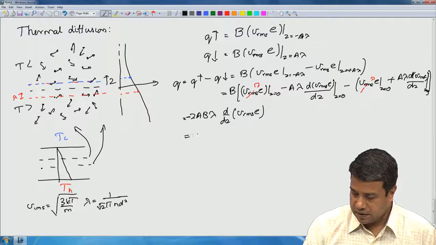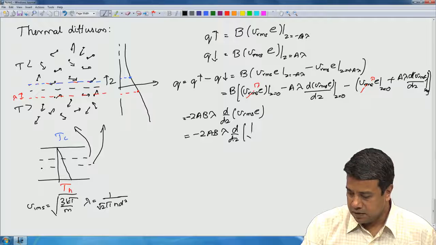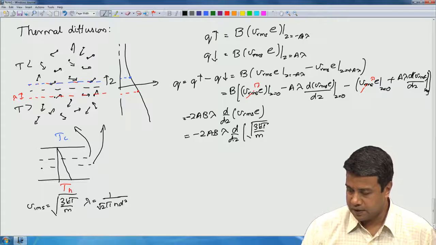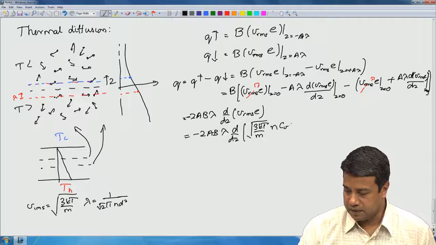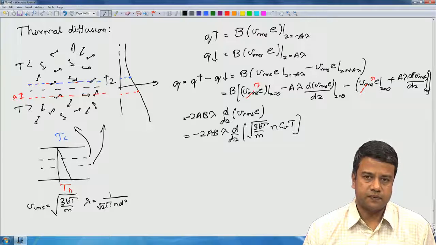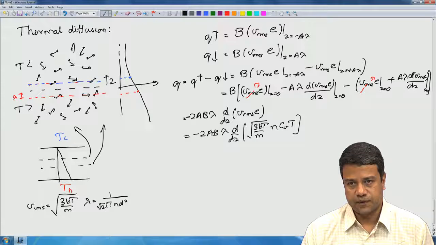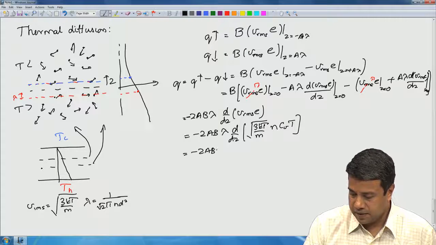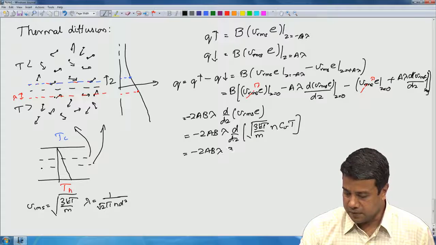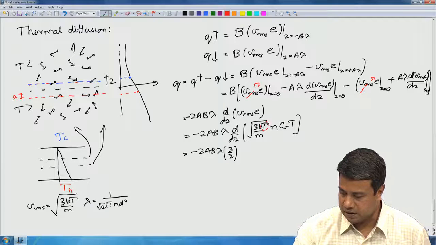So, therefore, minus 2 A B lambda d by dz of root of 3 k T by m, into the thermal energy, which will be equal to N CV times T, where CV is the specific heat at constant volume. N CVT is the energy per unit volume, the internal energy per unit volume. And when I take the derivative of this, since this is proportional to T to the 3/2 power, I will get minus 2 A B lambda. I will get a factor of 3 by 2, because I have a T to the 3/2 power in this expression here. There is a T to the half here and there is T here.